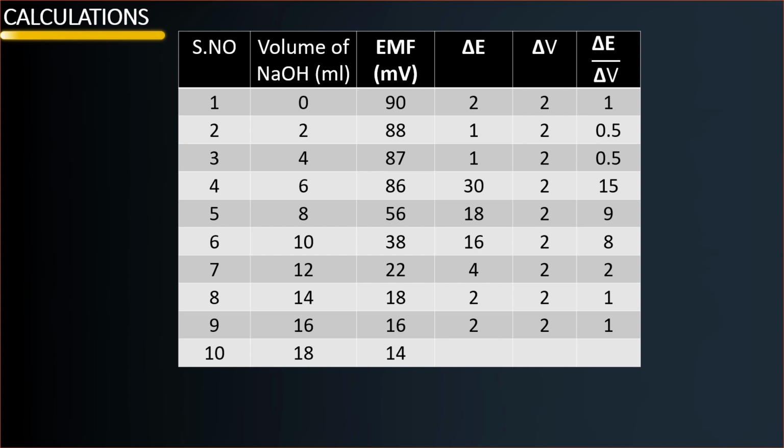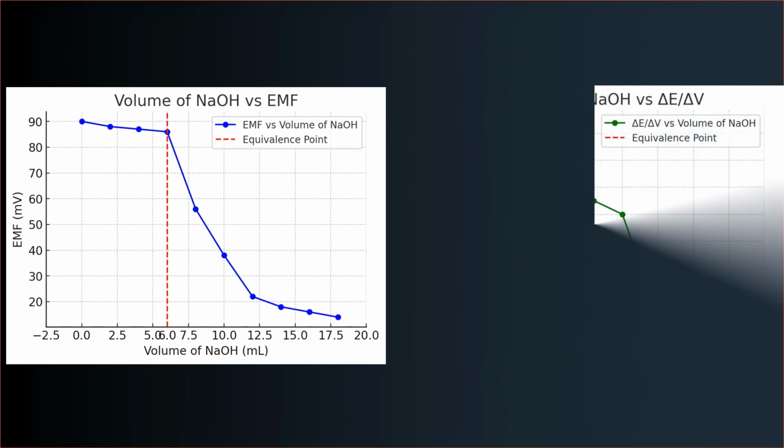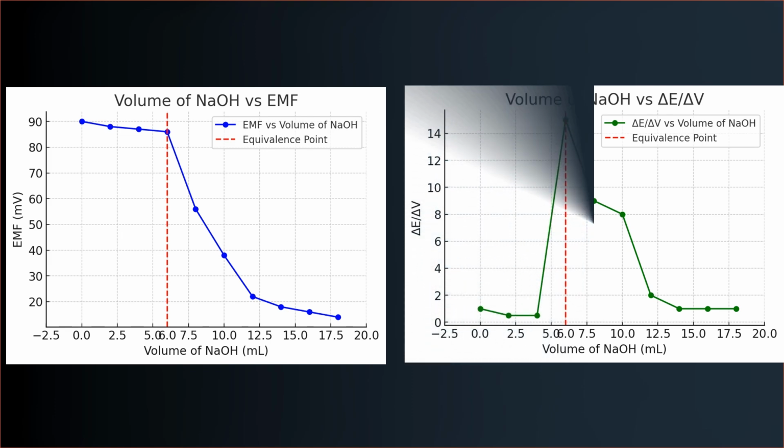By taking these delta E by delta V values on the y-axis, you have to draw the graph. That graph you will observe like this. By noting down all the points of delta E by delta V, you will get a peak like this. By joining all these points, you will get a highest peak. This highest peak point is your end point value. The value we obtain here, which is 6 ml, is the equivalence point from both the graphs.